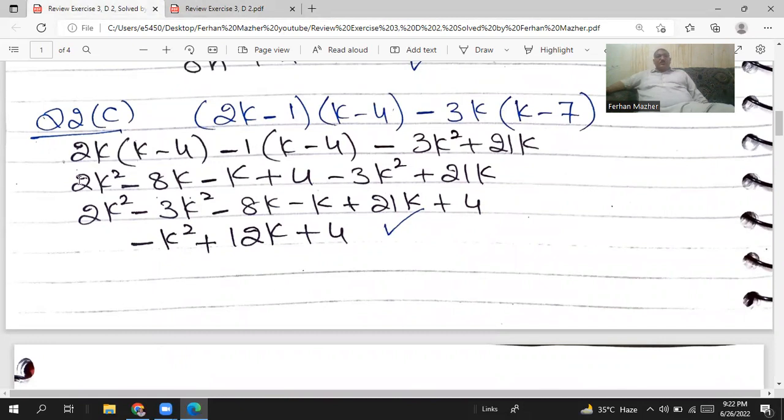So you will have 2k square minus 8k minus k plus 4 minus 3k square plus 21k. So we will arrange the like terms together. So you will have 2k square minus 3k square minus 8k minus k plus 21k plus 4. So 2k square minus 3k square, it will be minus k square, minus 8k minus k plus 21k, it will be plus 12k and plus 4. So this is how you will do question number 2.